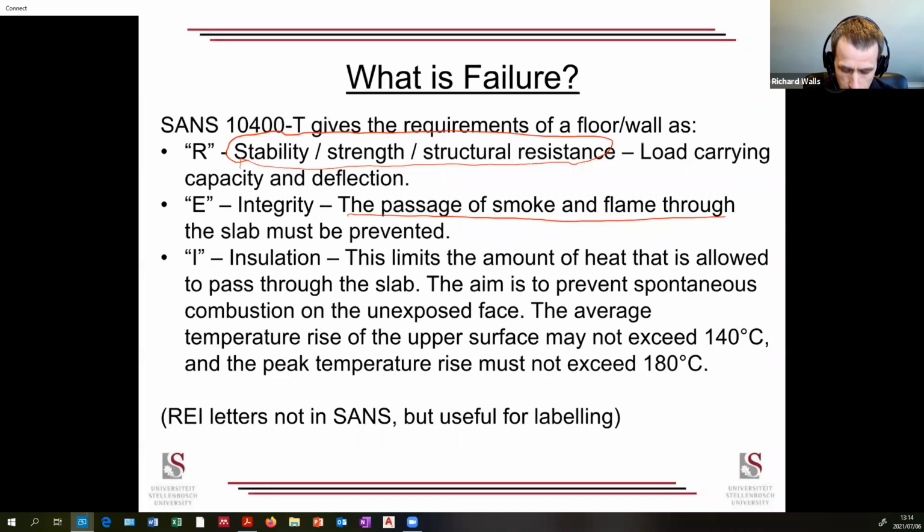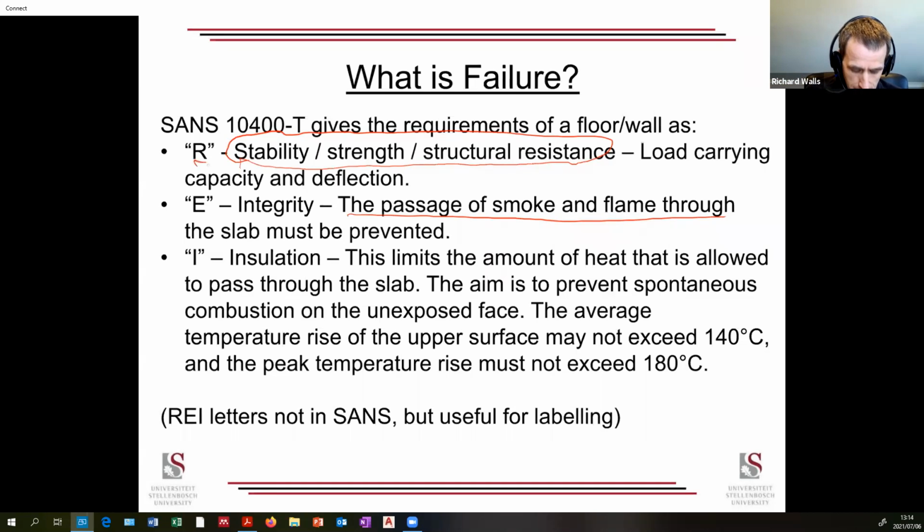Then insulation, this limits the amount of heat that is allowed to pass through the slab. The aim is to prevent spontaneous combustion on the unexposed face. So if you've got a wall and you've got wallpaper on the far side, the wallpaper doesn't spontaneously ignite. The average temperature rise on the unexposed surface may not exceed 140 degrees, and the peak temperature may not exceed 180 degrees Celsius. These are actually quite conservative. Most materials don't spontaneously ignite until much higher temperatures, but you would check against this.